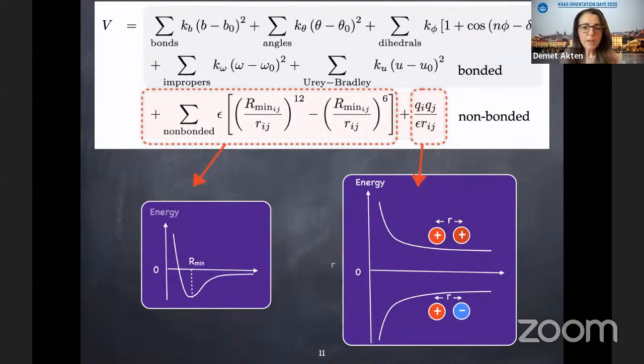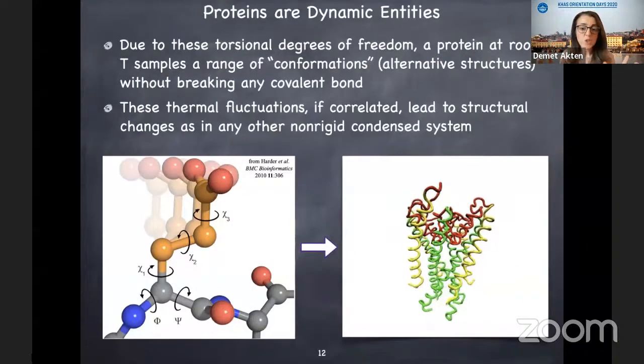How? Well, short-range interactions, such as on the left side, are described by the Lennard-Jones potential. We call it van der Waals interactions. And on the right side, in the non-bonded term, we see the well-known Coulomb potential, which describes the interaction between charged atoms, either positive-positive or positive-negative. Okay, so this is the full potential.